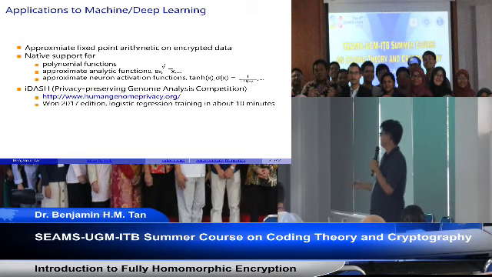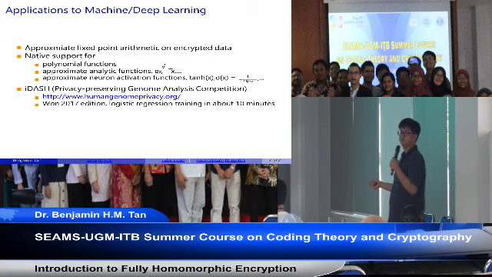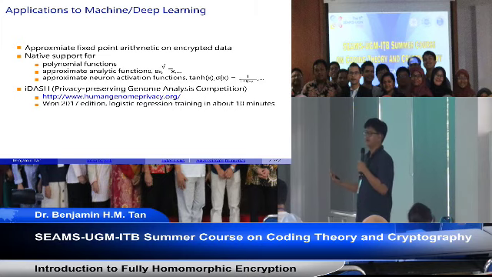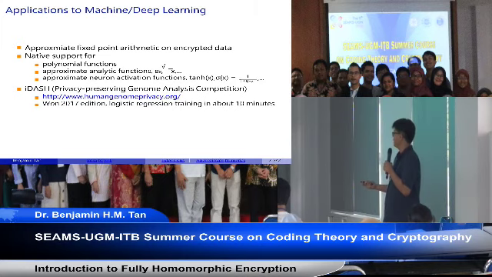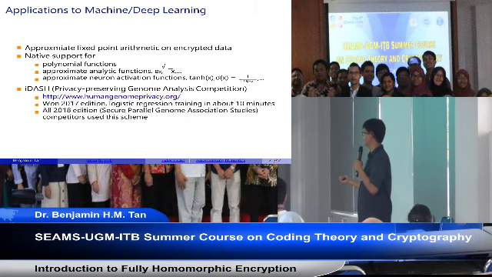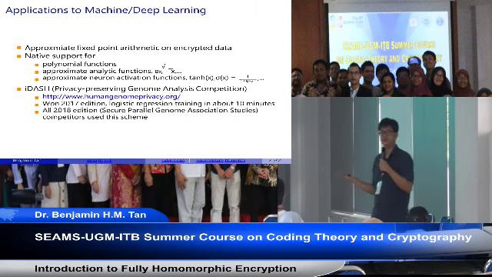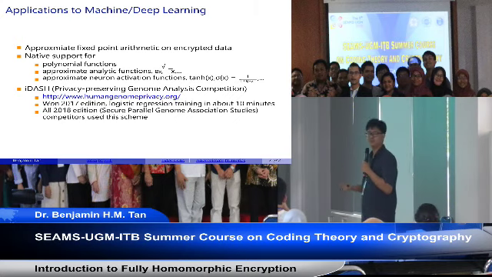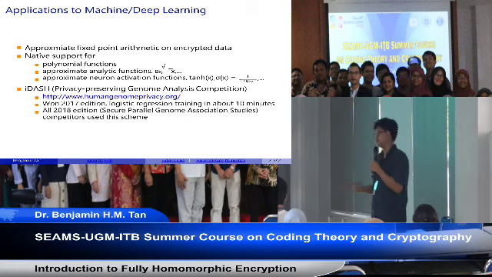So in the 2017 competition, the CKKS scheme could do logistic regression in 10 minutes and was the best of that year. And then in the next year, in 2018, everybody switched to using this scheme. So it just shows you how powerful the ability to do some approximate numerical computation on encrypted data is.